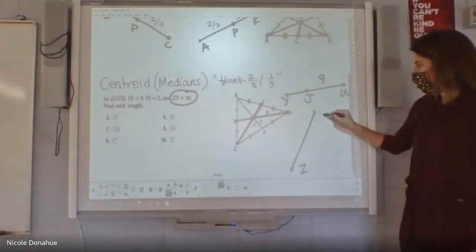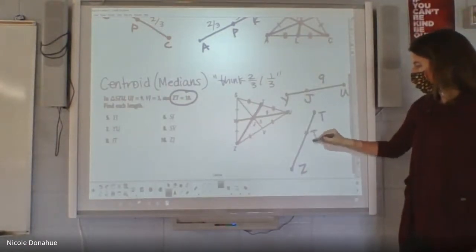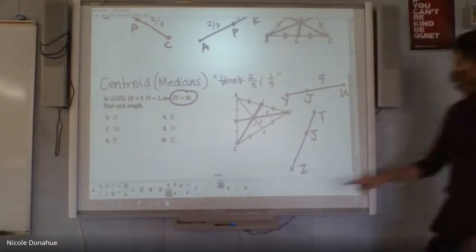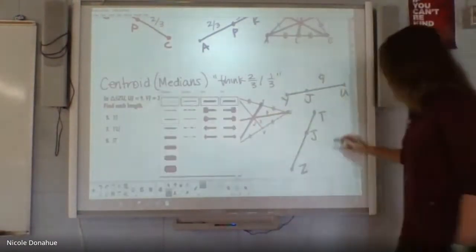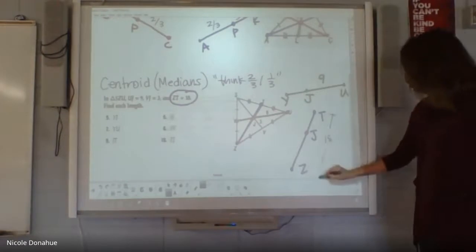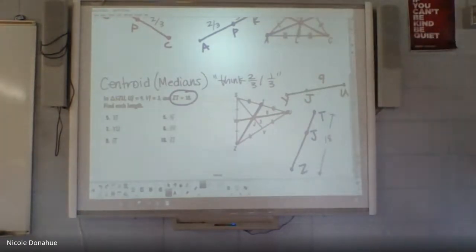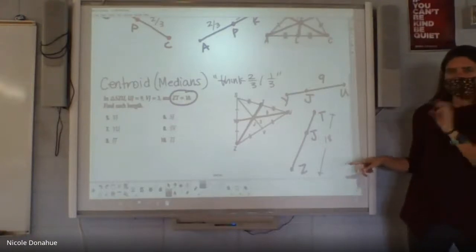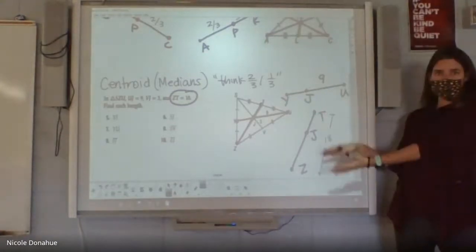So Z, T, and then J's in the middle here. What do we know about ZT? What do they tell us about ZT? The whole thing is 18. Let's start there first. So this whole thing all the way across is 18. Now, centroid medians, we think 2/3, 1/3. So I want to figure out, first of all, there's a 2/3 and 1/3 like split here.